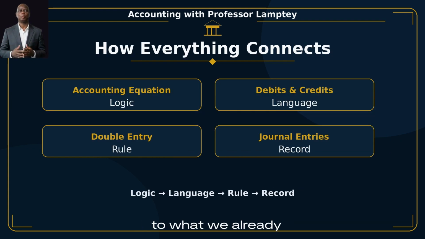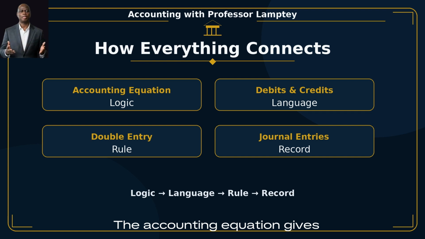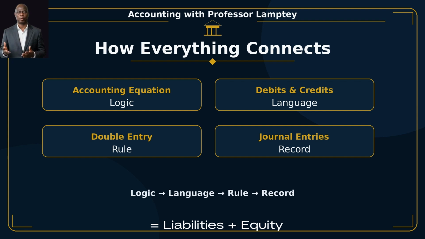Now let's connect this to what we already know. The accounting equation gives us the logic. Assets equals liabilities plus equity. Debits and credits give us the language. Debit means left, credit means right. Double entry gives us the rule. Total debits must equal total credits. And journal entries give us the actual record. So think of it this way. The accounting equation gives us the logic. Debits and credits give us the language. Double entry gives us the rule. Journal entries give us the record.